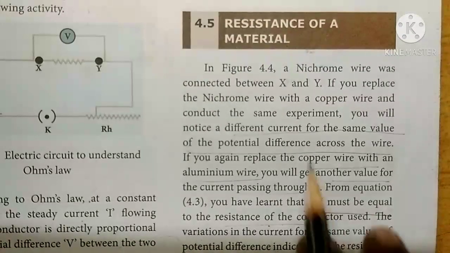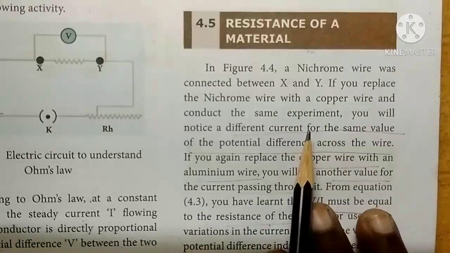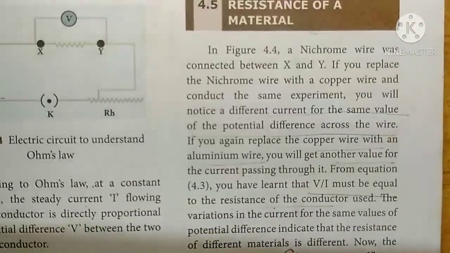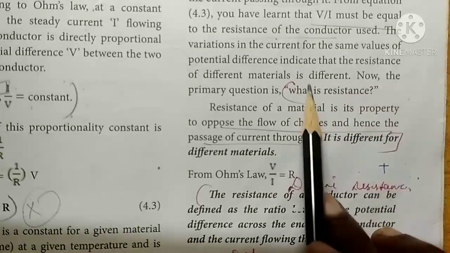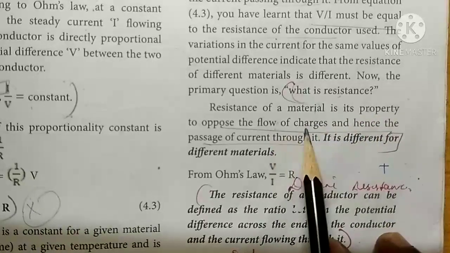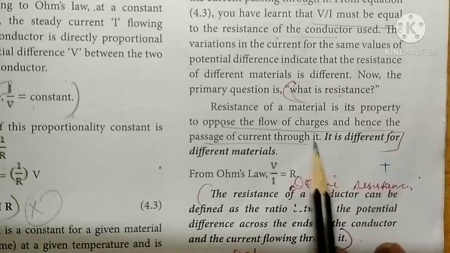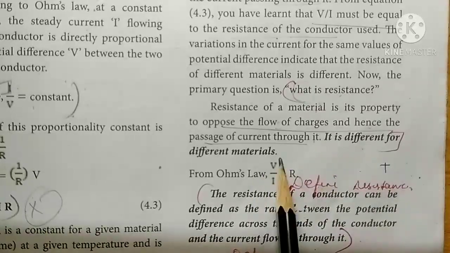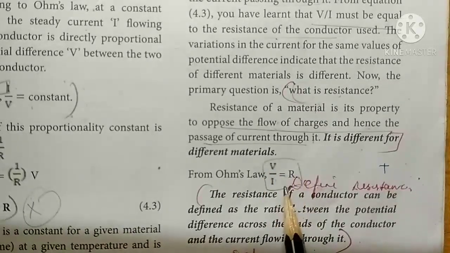And next one, what is the resistance of a material? Just read this paragraph. Here they have given what is resistance. Mark this question. What is resistance? Resistance of a material is the property to oppose the flow of charges and hence the passage of current through it. It is different for different materials. This is the formula for the resistance: R is equal to V by I.